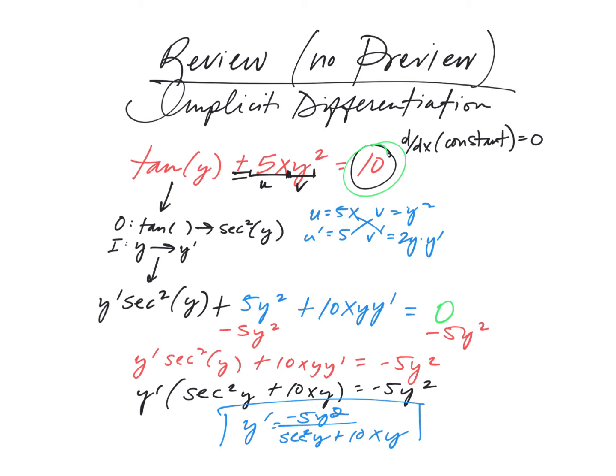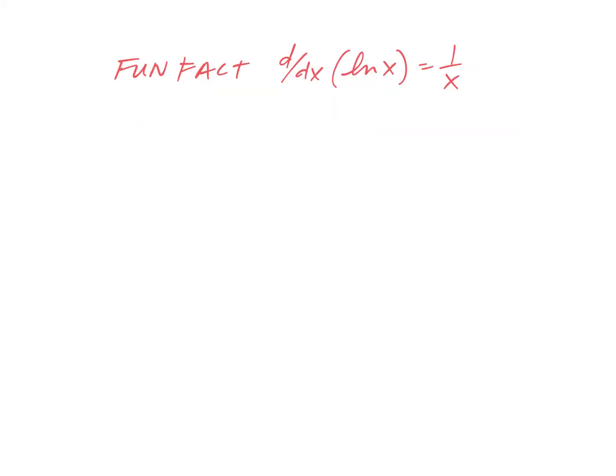Let's look at the derivative of natural log next. So let's start with the fun fact up at the top, which is the derivative of the natural log of x is 1 over x. And we can utilize that in a lot of different situations. Oftentimes there's going to be the chain rule embedded in problems like this. So let's look at a couple.